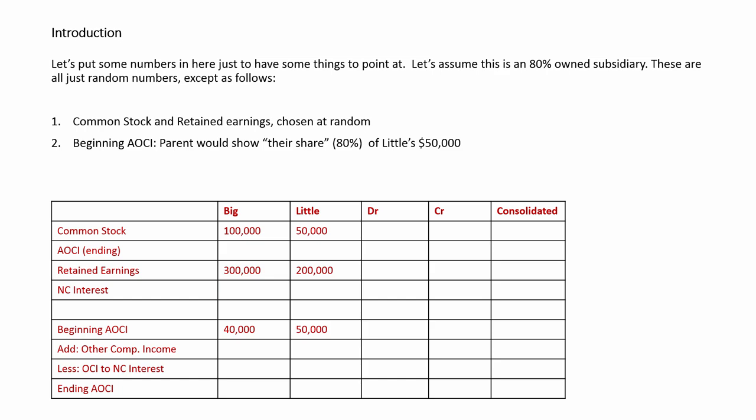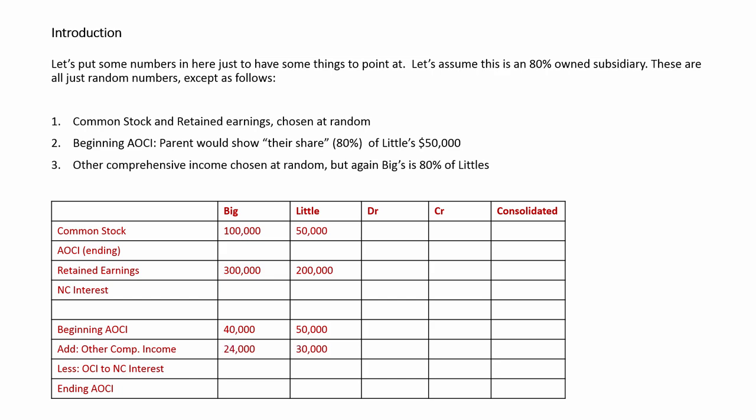Next we have the beginning accumulated other comprehensive income. Again, these numbers are chosen at random except there's a relationship between the two of them. In this case, Little has $50,000 of accumulated other comprehensive income, so Big's accumulated comprehensive income is 80% of that, or $40,000. So I'm assuming here that Big doesn't have any of their own accumulated other comprehensive income. The only AOCI that Big has is their share of Little's.